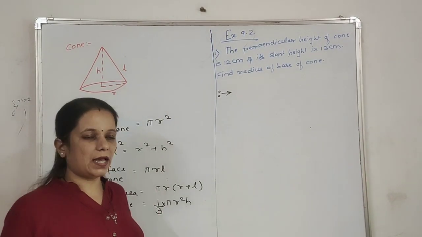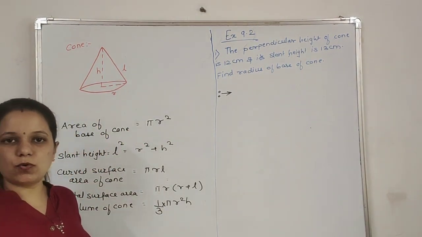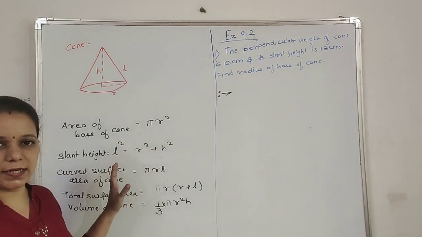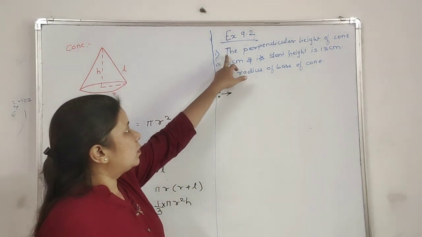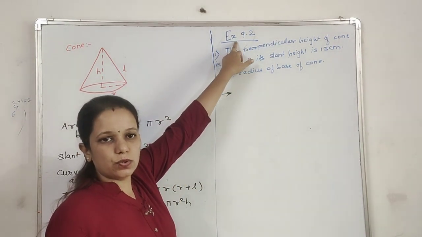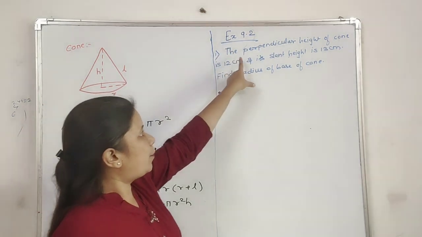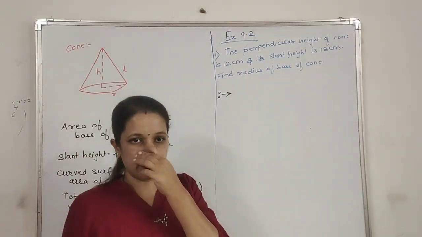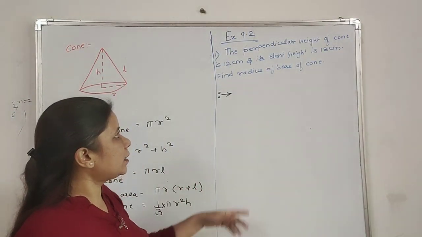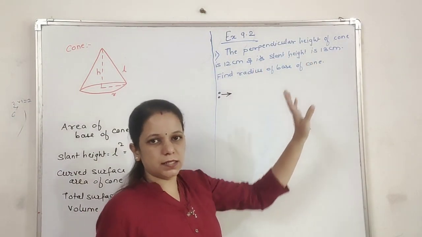So now we have seen the formulas for cone. I have just kept it on one side so that you can recall it properly. Now exercise 9.2 question 1. The perpendicular height of cone is 12 centimeter, and slant height is 13 centimeter.